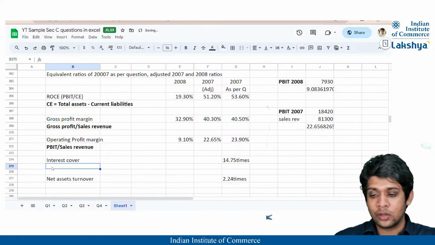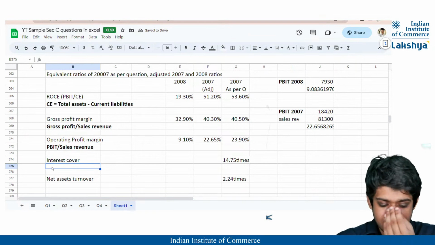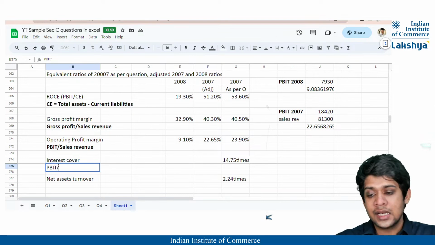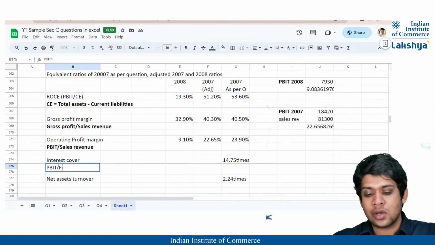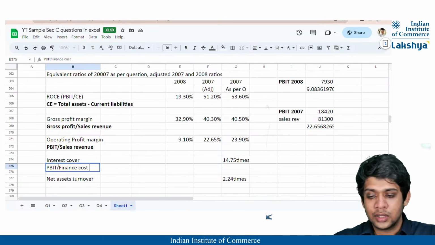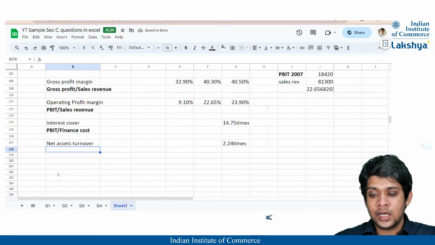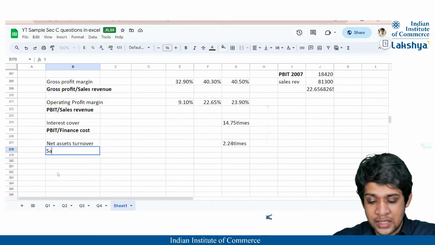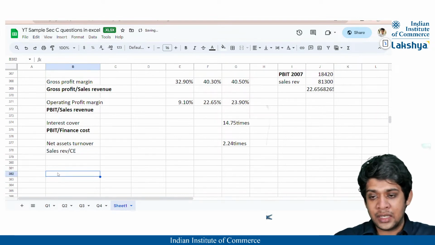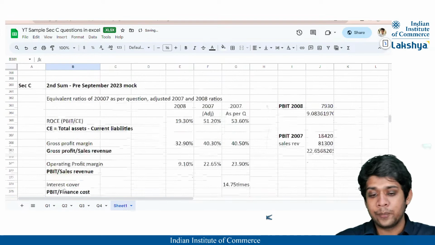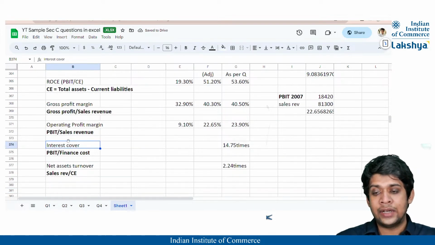Okay. Now the next formula, that is interest cover. So interest cover, guys, is nothing but again profit before interest and tax divided by finance costs, right? So lastly, net assets turnover. Net assets turnover, guys, is nothing but sales revenue divided by capital employed, and capital employed is the value which is used prior. Okay, in the ROC, that same value can be used here. Okay, so guys, let us calculate now the interest cover.